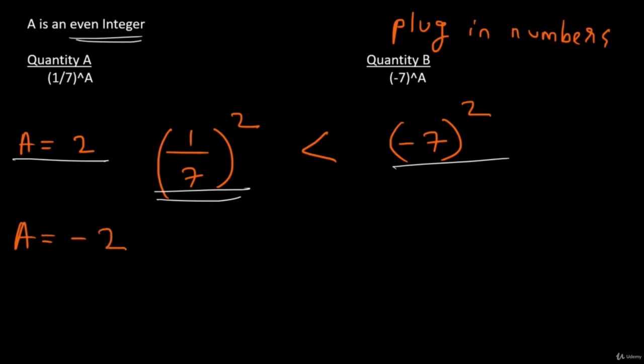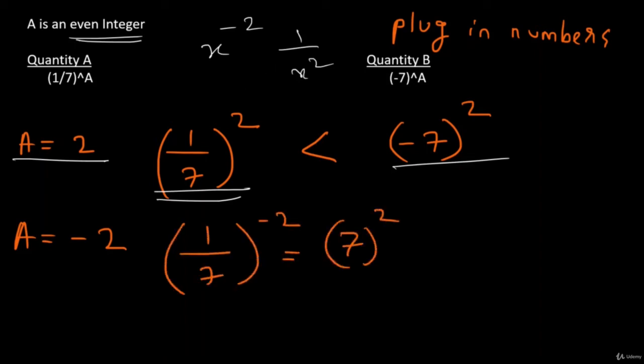Quantity A will be 1 by 7 to the power minus 2. Remember, x to the power minus 2 is 1 by x to the power 2. So we use this property over here. 1 by 7 to the power minus 2 will be equal to 7 to the power 2. So you keep the same power, but you inverse what you have over here. Instead of x, you have to write 1 by x and minus 2 will become 2. So you have to take the inverse.